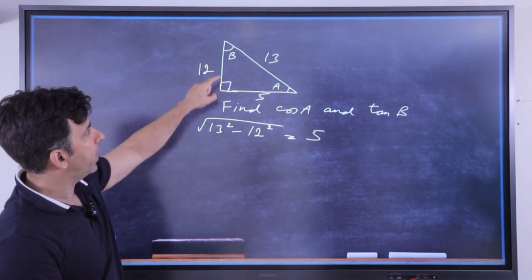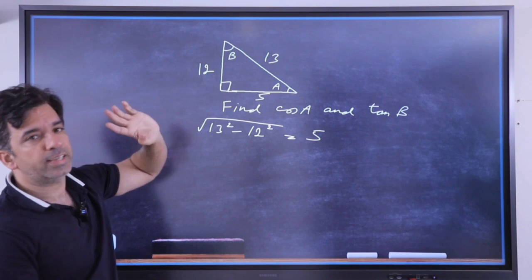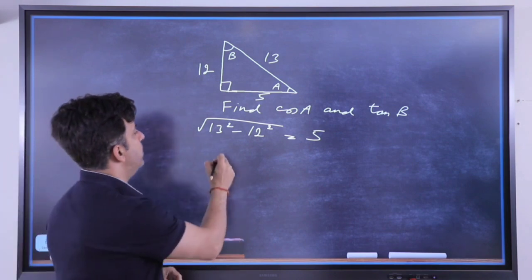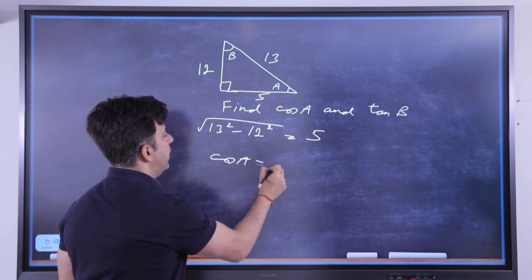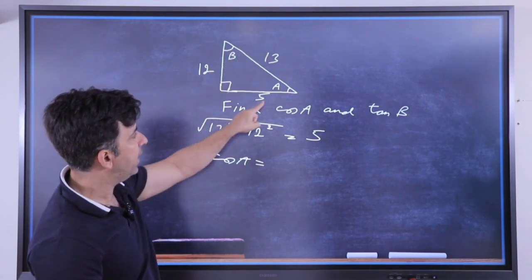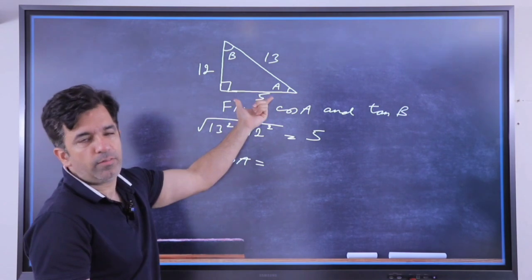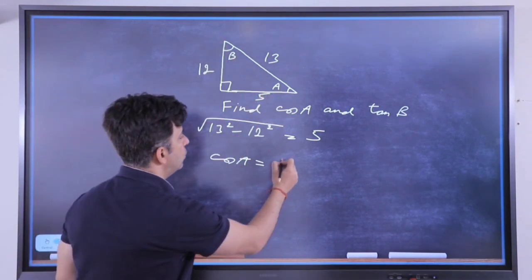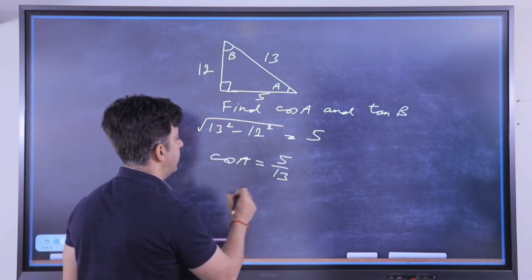Now in this triangle we are aware of all three sides. So now cos A is simple. Cos A is what? Base upon hypotenuse. So for this angle A, this is the base. This is 5 and this is the hypotenuse. So this is easy: 5 by 13.